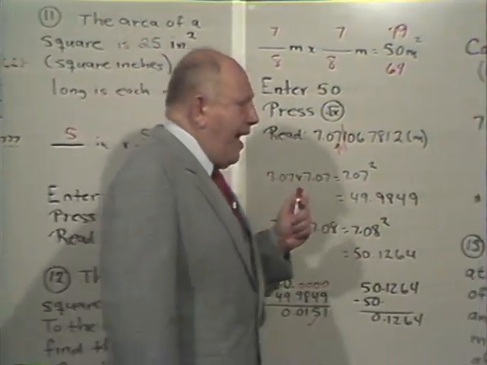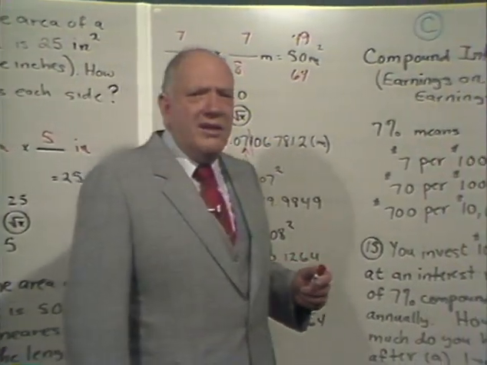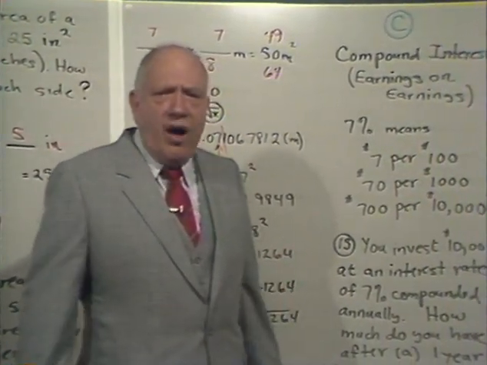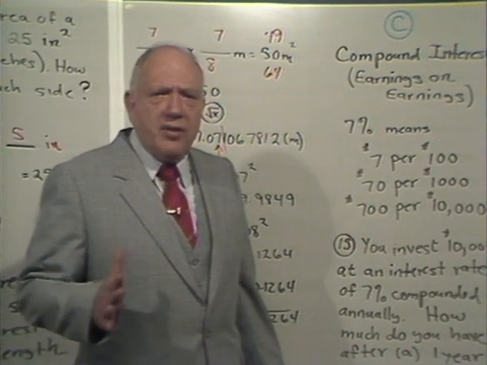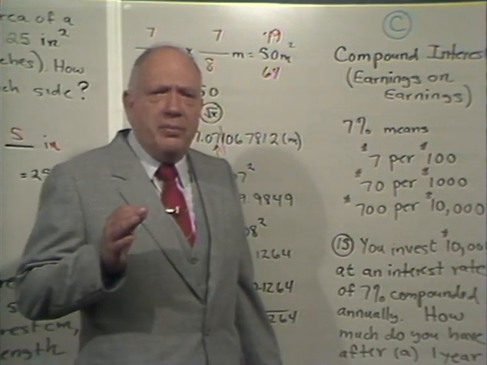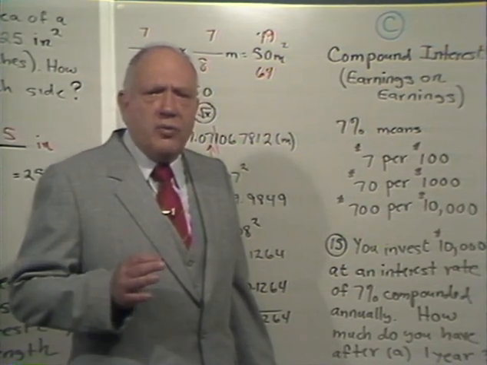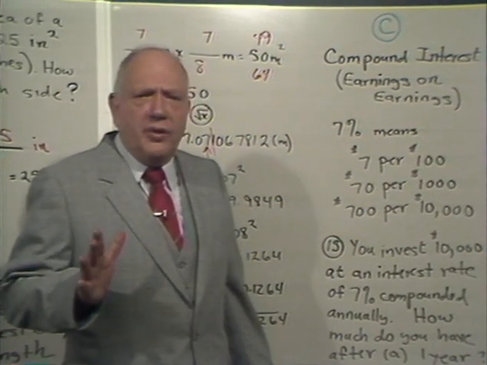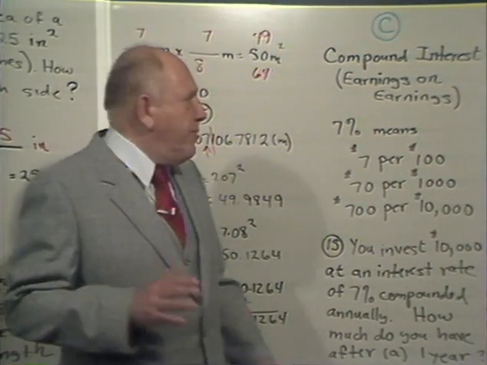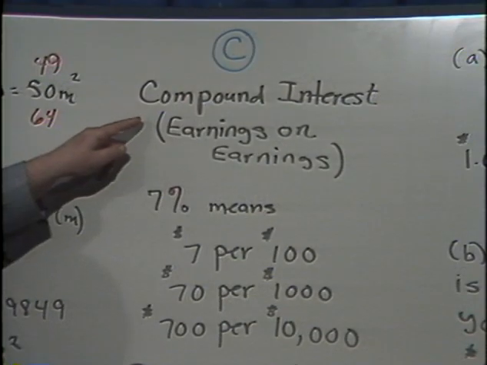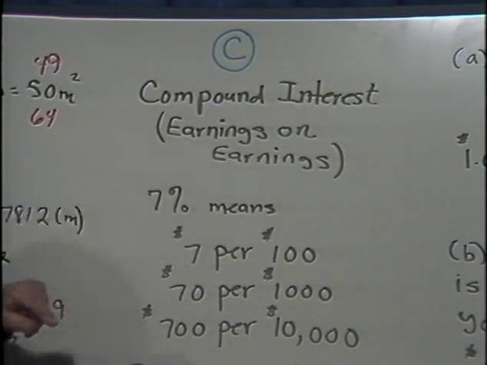The easiest example and the least militant, I guess, is compound interest. And we can apply this to population growth. We can apply it to bacteria growth. We can apply it to a lot of things. But for the time being, let's just look at compound interest. That's where you earn earnings on your earnings.